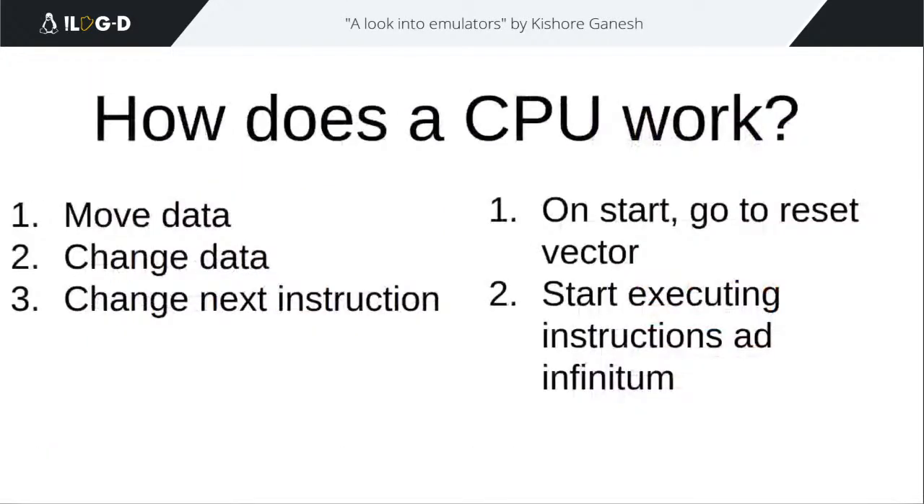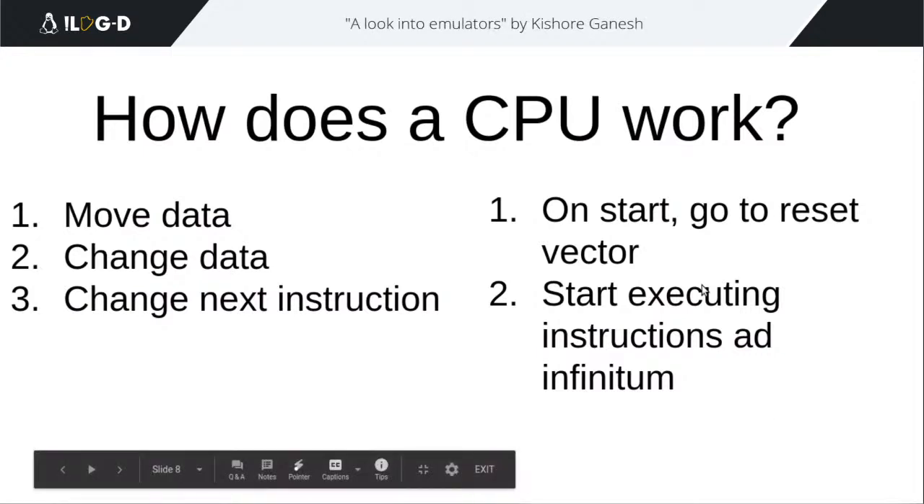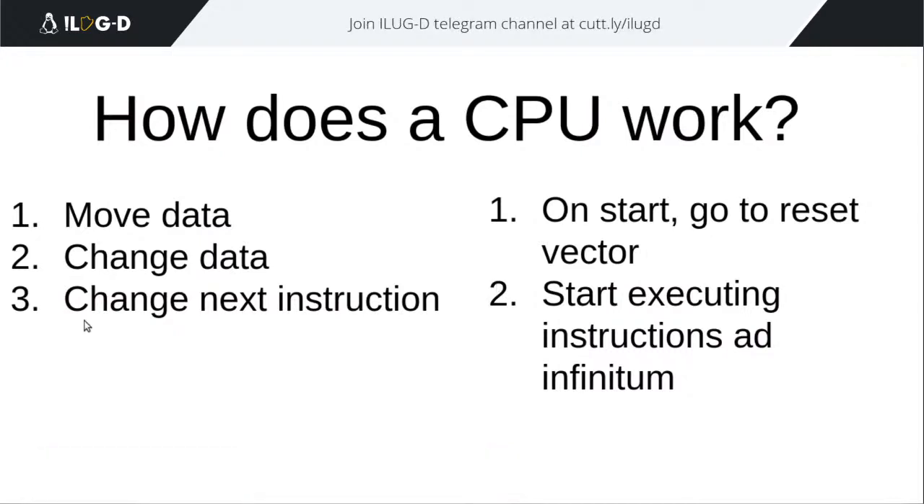So now let's look at how a CPU works, right? Whenever a CPU starts, whenever you start the machine, it goes to a particular set address called the reset vector. And from there, it starts executing instructions one by one, right? That's the basic idea of a CPU: fetch, decode, and execute. So a CPU does mainly three things. It may have a lot of instructions, but all of them boil down to these three points.